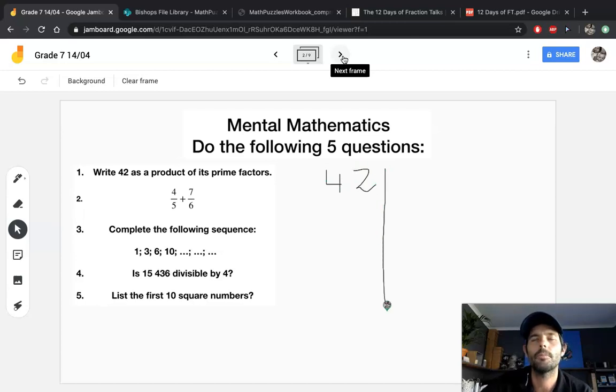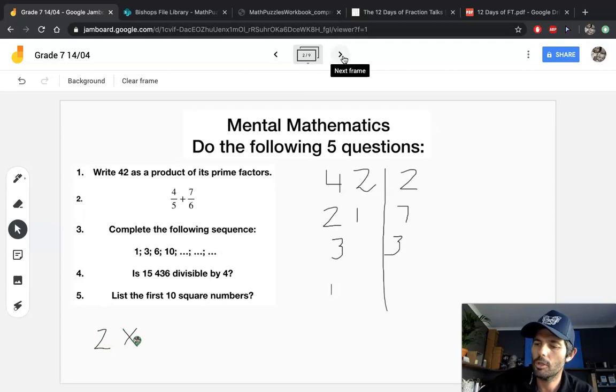So what is my lowest prime number that goes into 42? That's going to be 2. Okay, that's going to go in 21 times. Okay, so 7 is going to go in there 3 times. And 3 will go in there once. Okay, so to write that as a product of its primes, we'll write 2 times 3, which is 6, times the 7 equals your 42.